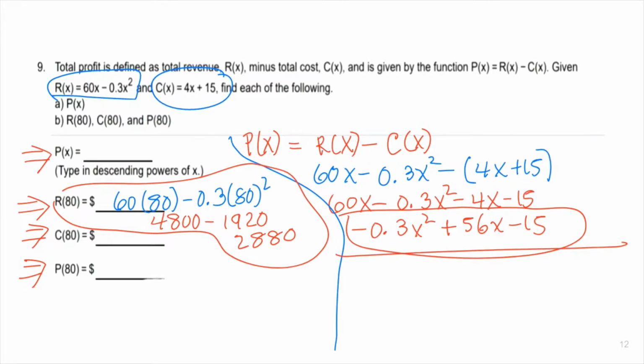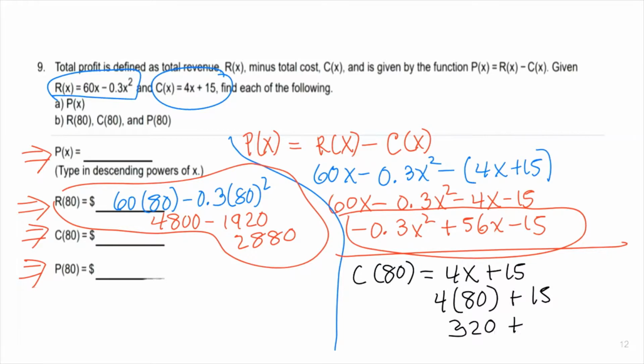Now C of 80. C is 4x plus 15. So everywhere I see x, I'm replacing it. Then 4 times 80 is 320, plus 15, 335.